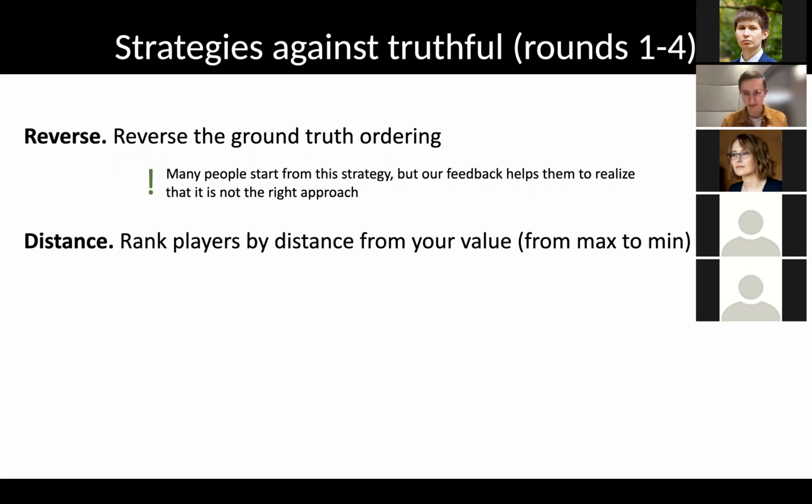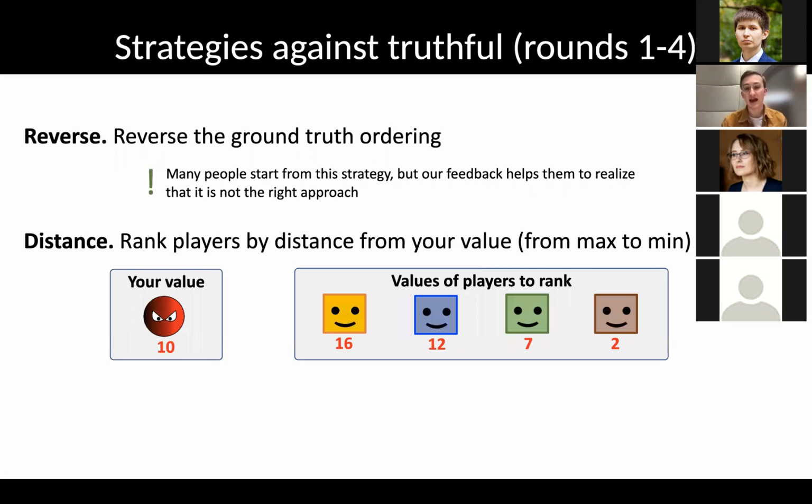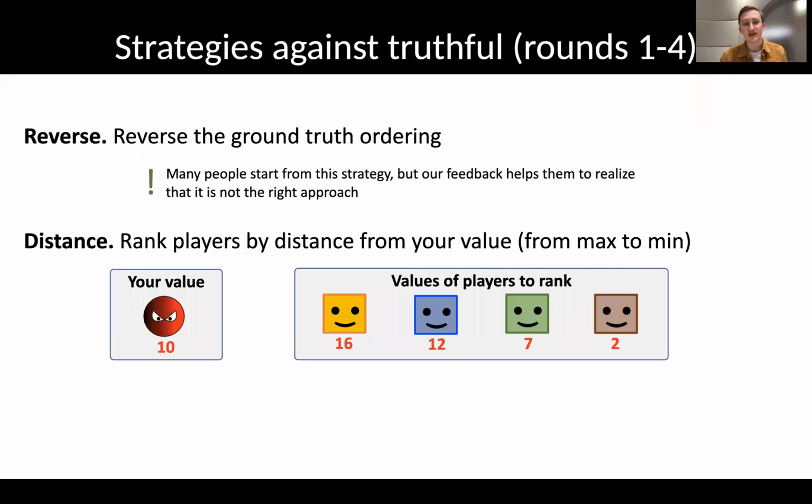So let me just give you an example. Assume that our true performance has 10 points, and we need to rank 4 of our colleagues who have different values of performance. The ground truth ranking is that orange is better than blue, better than green, better than brown.